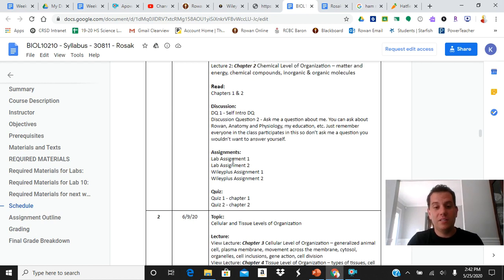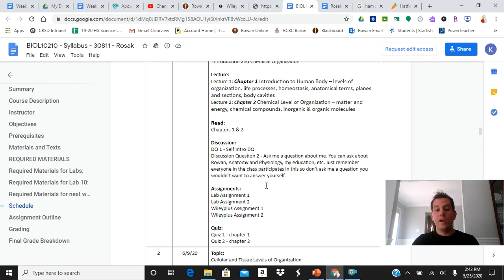The assignments: there's a lab assignment one, a lab assignment two, Wiley Plus homework one, and Wiley Plus homework two. These will be combinations of labeling, fill in the blank questions from the textbook, and multiple choice animation type things. The words quiz and exam are kind of used interchangeably here, but there's a quiz one on chapter one and quiz two on chapter two. So again, this is a good amount in a week, so make sure you're spacing your work accordingly and putting the time in. It's doable, you just need to keep yourself on a schedule.